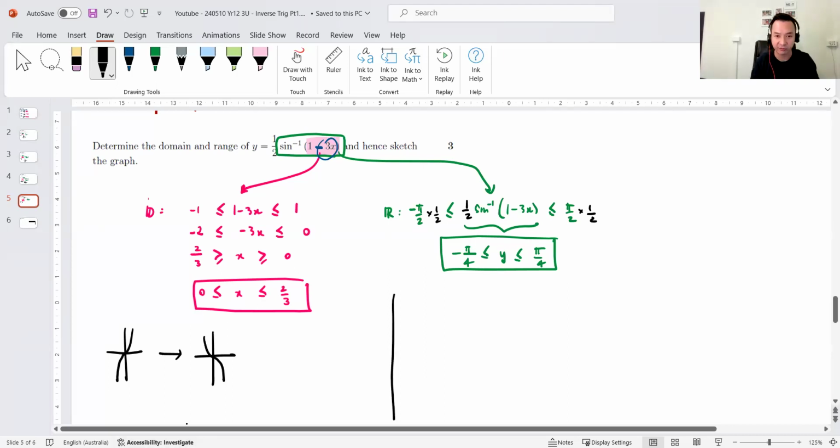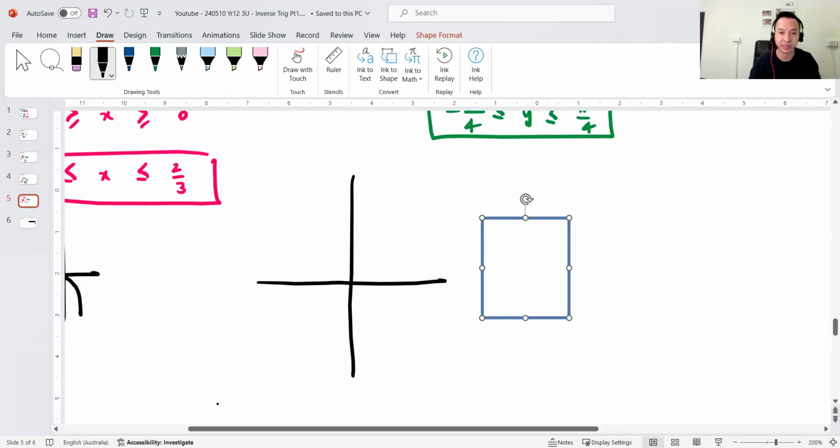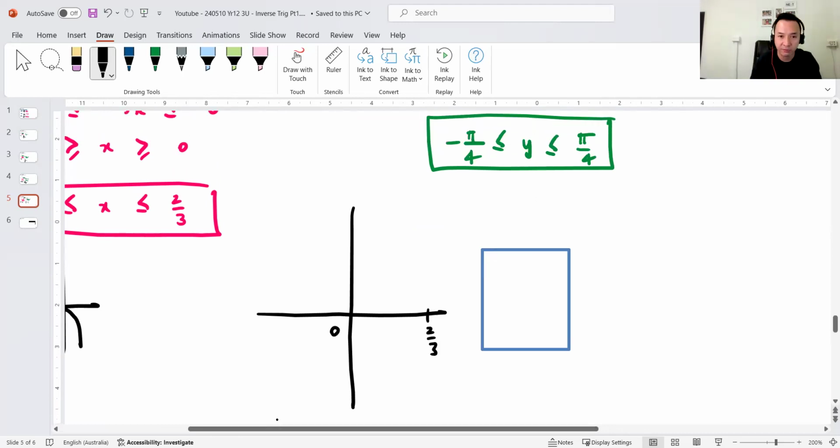So when I sketch this graph, now, do I have my box? Yes, I'm going to park my box over here for a sec. Right, zoom in. So my width on my box goes from 0 to 2 on 3. And my height is pi on 4 and negative pi on 4, not to scale, right? So overlay my box there.